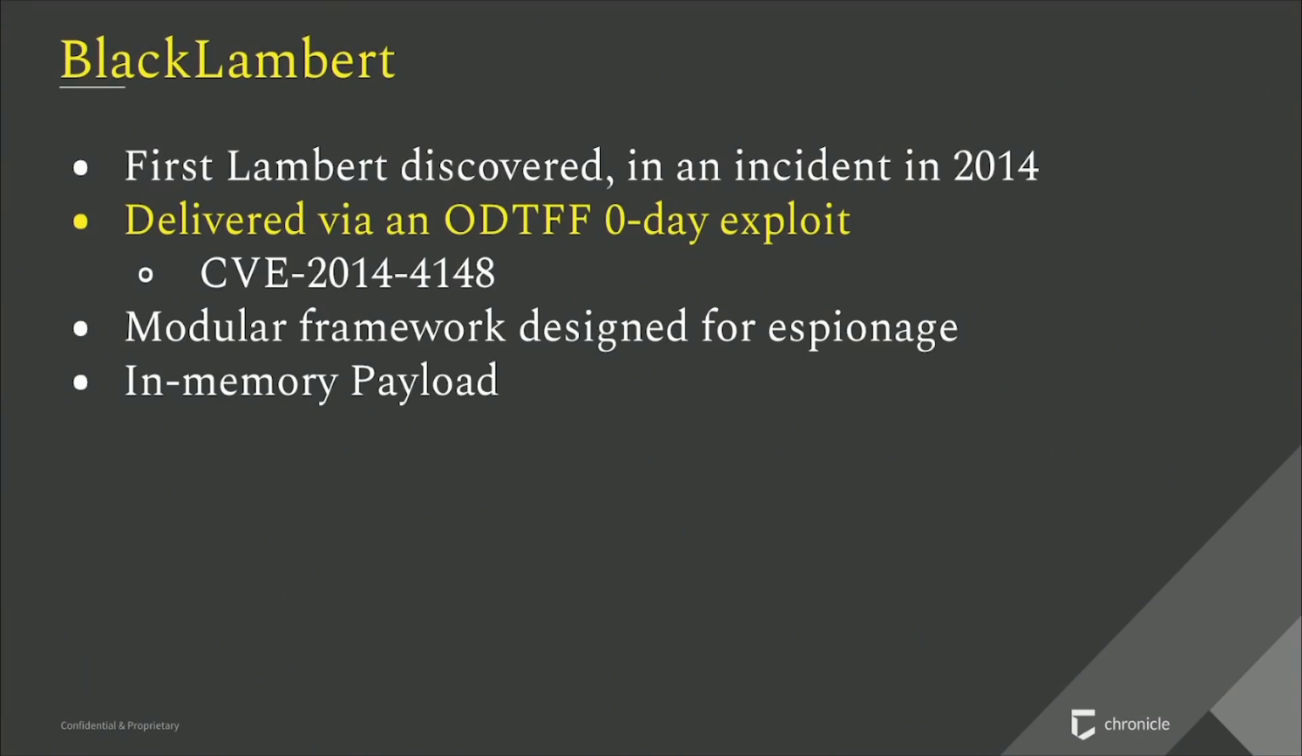So the first one is Black Lambert. This is actually the first Lambert that was ever discovered. Credit to FireEye for finding the first one. They reported the 0-day, but never reported the payload. So they actually found the very first Lambert. What's interesting about it is this is one of the 2 infection vectors that we ever discovered, which is an OTF 0-day exploit, which is to say a font parsing vulnerability.